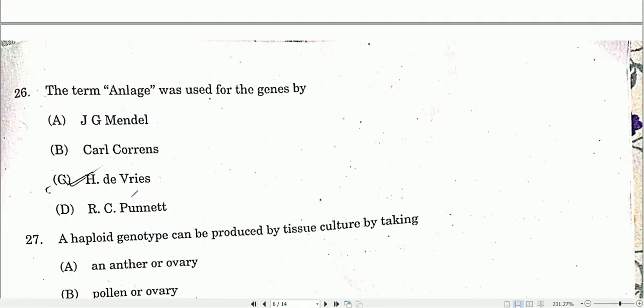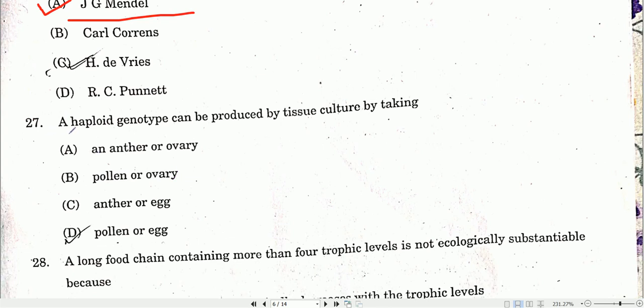Coming to question number 26, the term unit factor was used for the genes by J.G. Mendel, Gregor Johann Mendel. So option A will be the correct one. Coming to question number 27, a haploid genotype can be produced by tissue culture by taking the pollens or egg. From here we can get the haploid genotype. So option D will be the correct one.